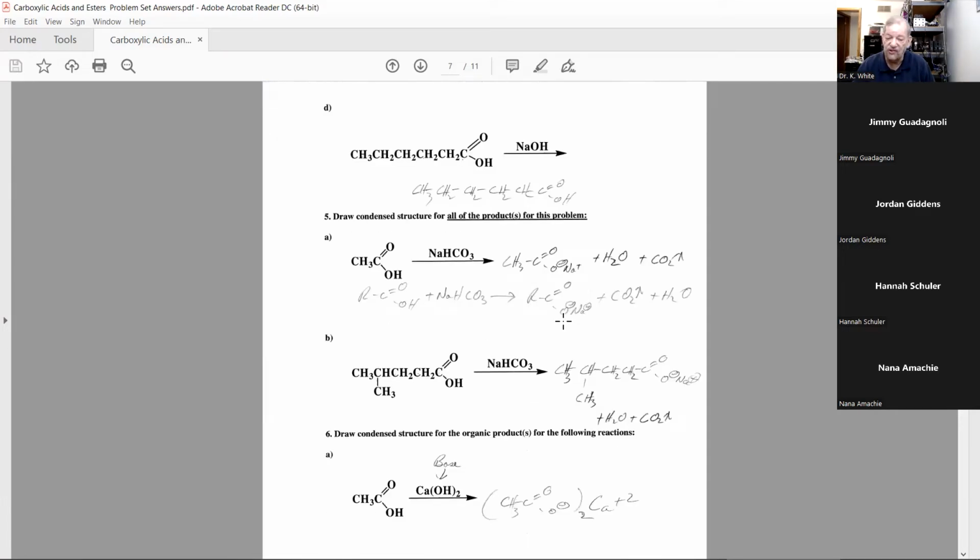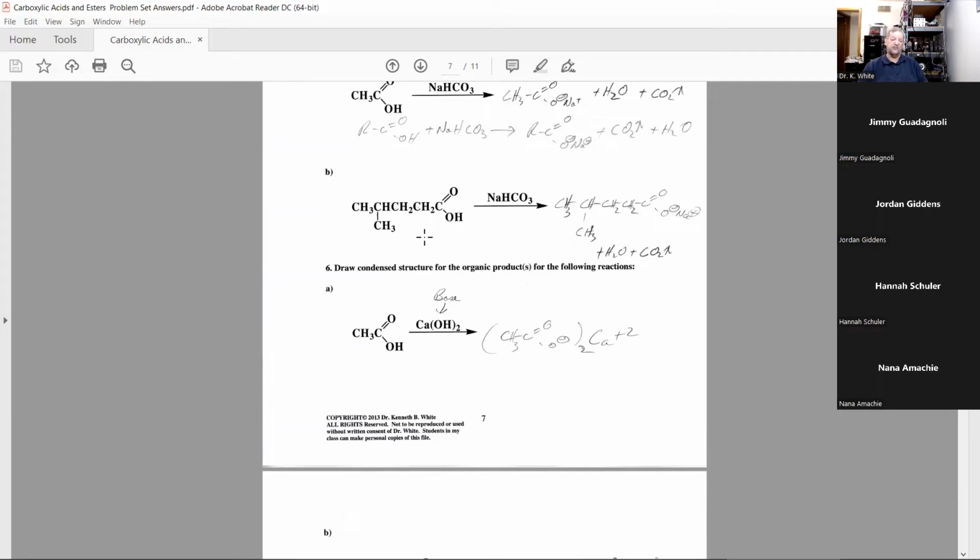Next, now this is important. Read the instructions. Draw the condensed structures for all of the product or products for this reaction. What do we have? Carboxylic acid, baking powder, sodium bicarbonate. You get the carboxylate anion, carbon dioxide given off as a gas. That's what the arrow up means, and water. So if R is methyl, it's sodium acetate, water, CO2. If R is this big fancy R group, you get this carboxylate anion, water, CO2.